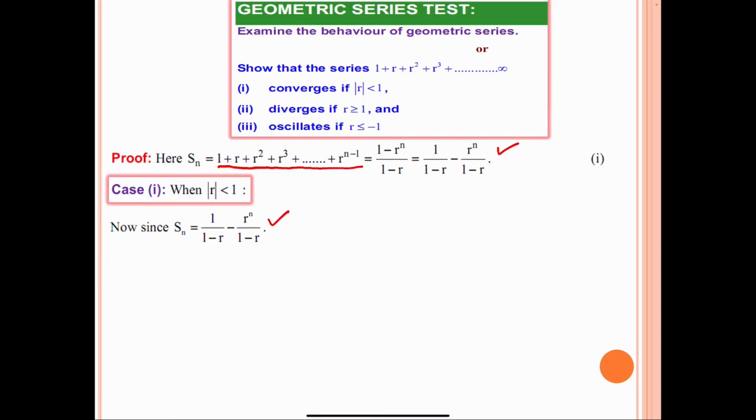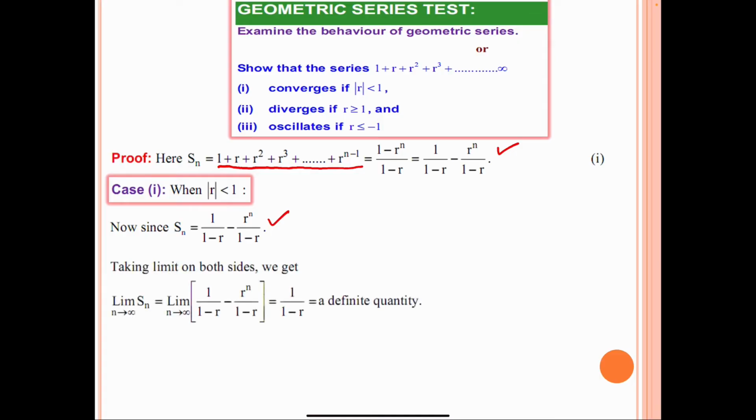Clear? Then as usual, taking limits on both sides, we get limit n tend to infinity of 1 over 1 minus r minus r raised to power n divided by 1 minus r. Now since r is between minus 1 and 1, suppose r is 0.5. So 0.5 raised to power infinity is 0. Even 0.9 raised to power infinity is 0. 0.9999 raised to power infinity is 0. So ultimately this whole term is 0, because 0 divided by something is 0.